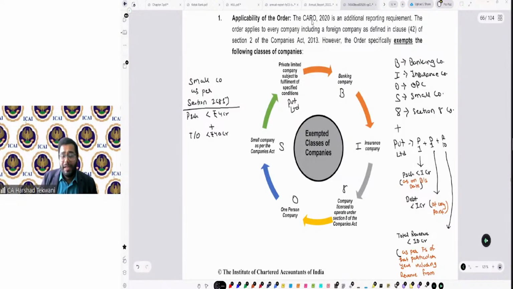Yes, let's say, for example, if it's a banking company, then till the time the exemption is there for the banking company, you are not required to check it again. It is for sure that CARO is not going to be applicable. So there is no need to check it again, because by default it's a banking company. Till the time the exemption has not been withdrawn, the exemption will be there. Same for insurance, Section 8 or OPC companies. For a small company and a private limited company, you need to check the conditions every year, whether it is still falling under the category of small, or whether it is still falling under the private limited exemption.